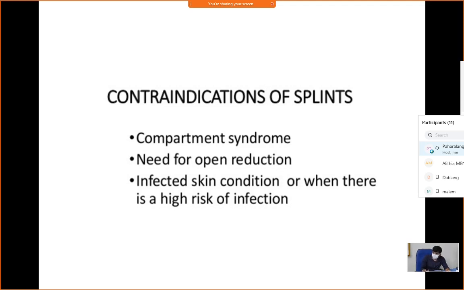Contraindications of splint. Compartment syndrome: if there is any increase in compartment pressure and you apply a splint, there is no space for the limb to expand, so the intercompartmental pressure will increase and it may lead to gangrene. Need for open reduction: if there is any need for open reduction, we better avoid a splint. Infected skin condition or when there is a high risk of infection and the skin is not good, you cannot apply a splint.